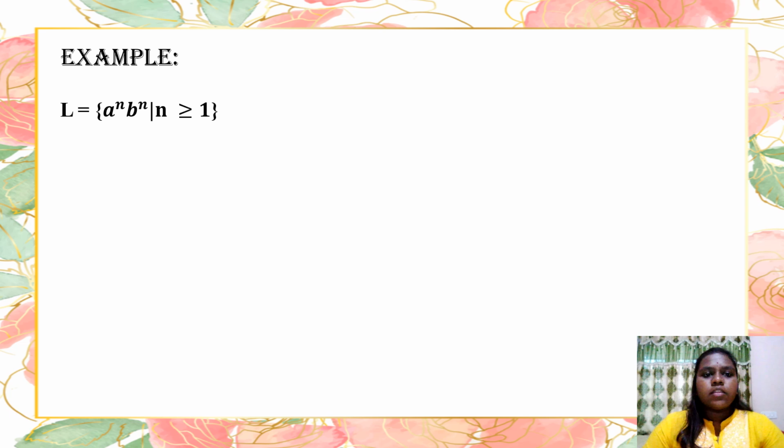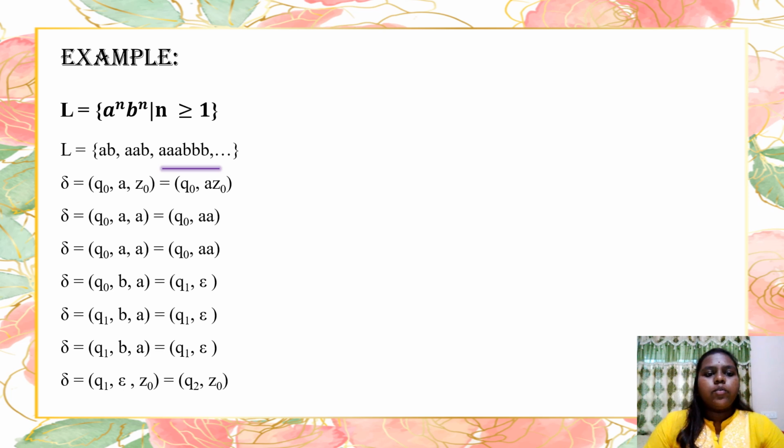Let us take an example for better understanding of PDA. The language goes like this: L is equal to a power n, b power n, where n is greater than or equal to 1. Here, the number of a's is followed by the number of b's, where the n value is equal. So we have some accepted strings like single a b, double a b, and triple a b. For the following transition functions, we have considered triple a and triple b.